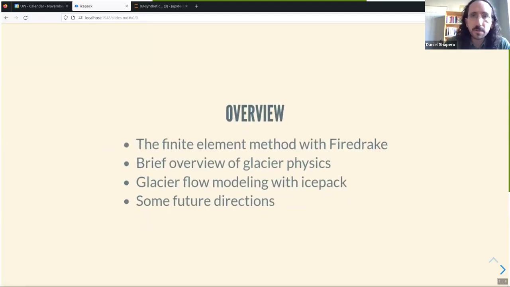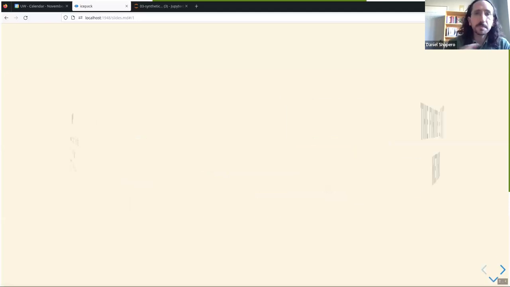So just a brief overview, I'm going to talk about the finite element method and FireDrake. I'll give a little demo of it. I'll give a brief overview of the physics of glaciers, going into some detail, but not a ton. I'll talk about IcePack, some of the design decisions that I made along the way, and then I'll talk about something that I've been working on lately that I'm pretty excited about.